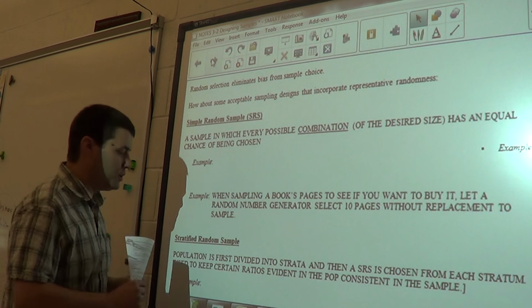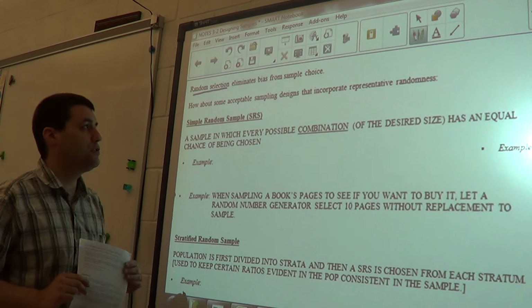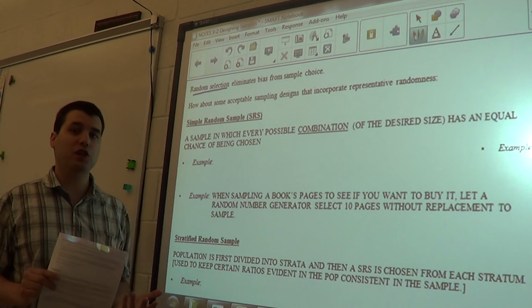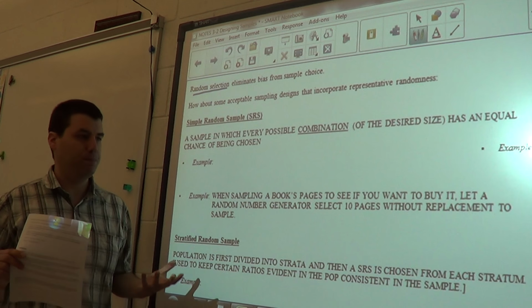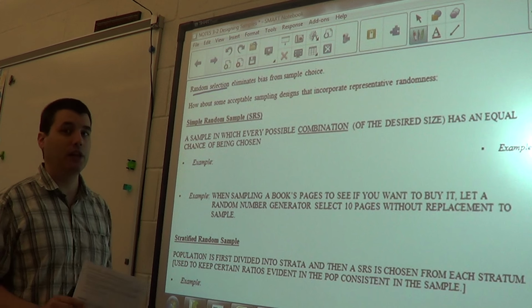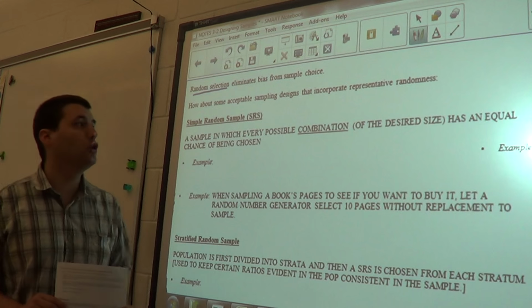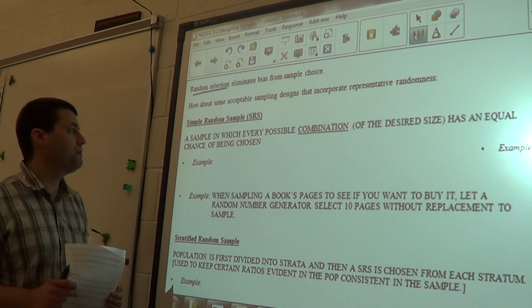Really, here it comes down to random selection eliminates bias from the sample choice. If you notice, the two methods before had nothing random about them. Look how all these methods will have a random type of selection, like we talked about last section. How about some acceptable sampling designs that do incorporate representative randomness?